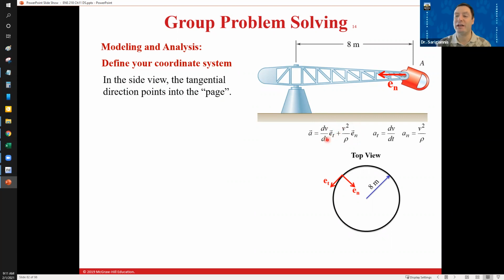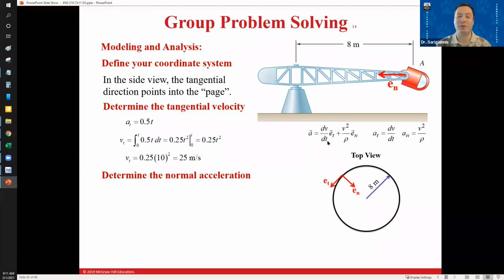I got to figure out what v is to get these components, right? So that's why we figured out v. And remember, dv/dt is just this, right? So we have that. We need v squared, so that's what we got. V is 25, r is 8 meters, 25 squared. We get 78.125 meters per second squared. That is the normal component of acceleration.